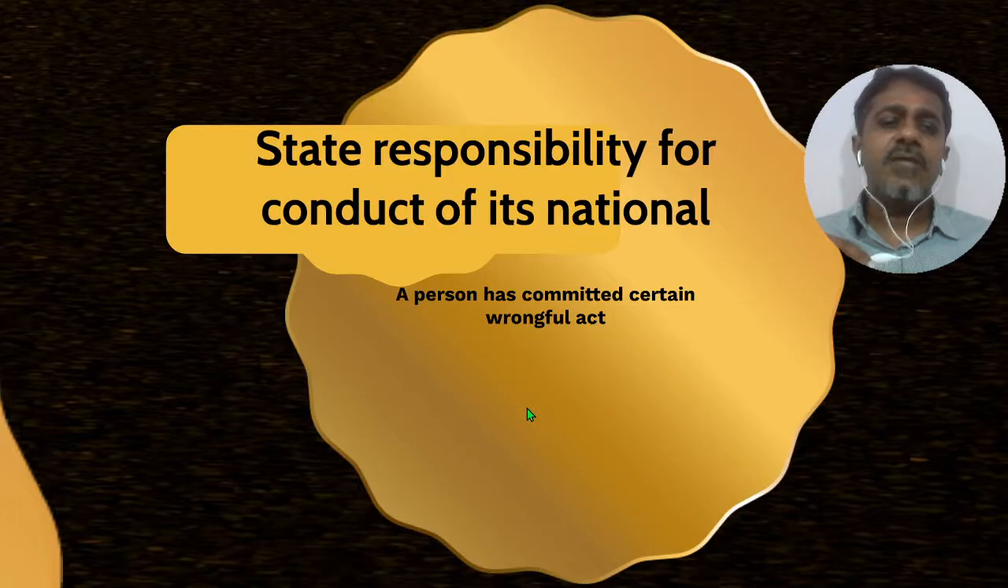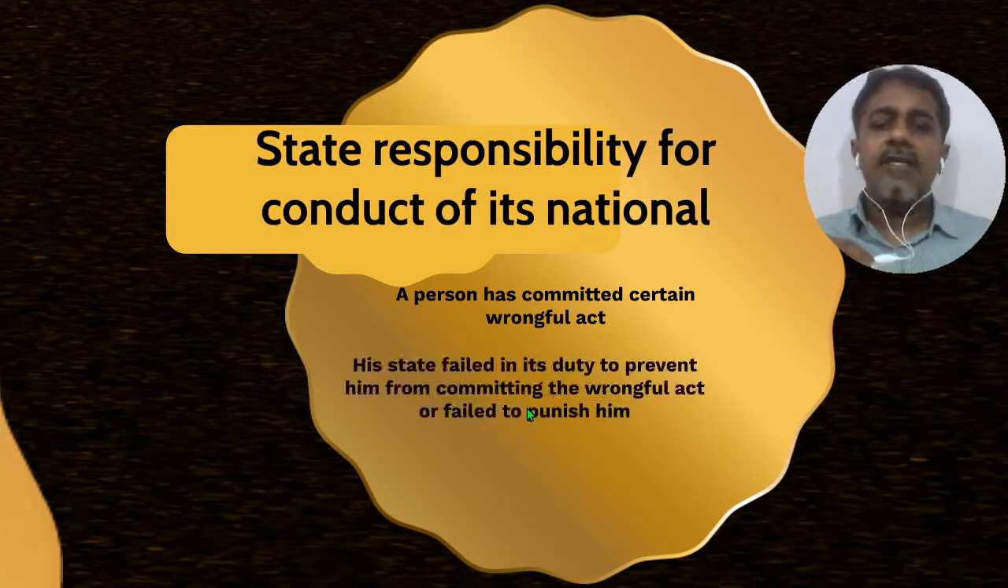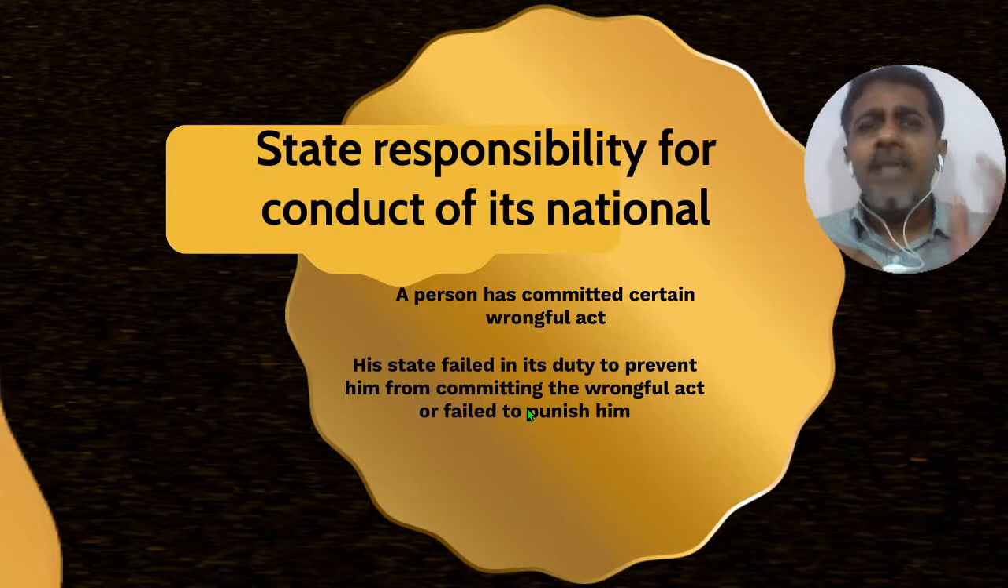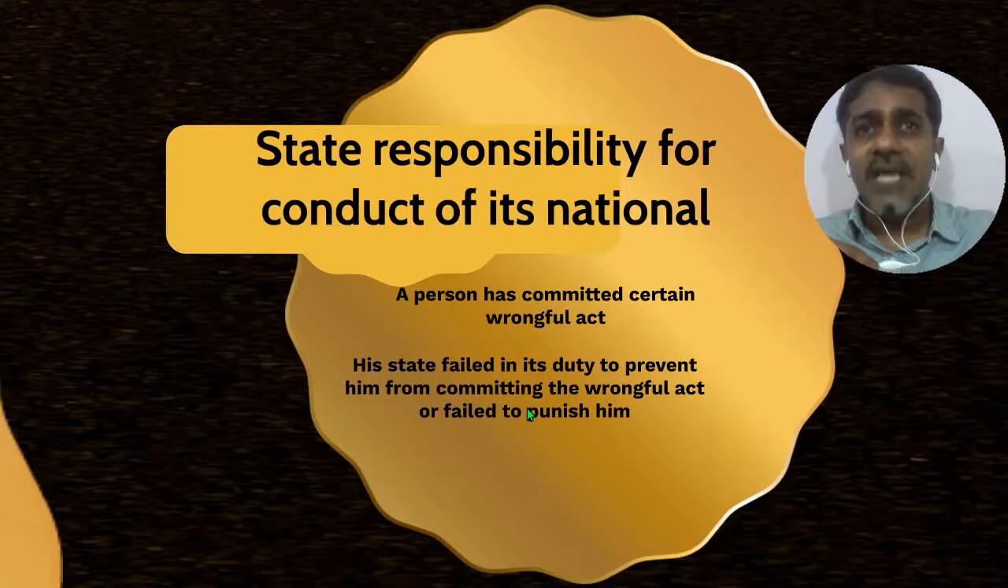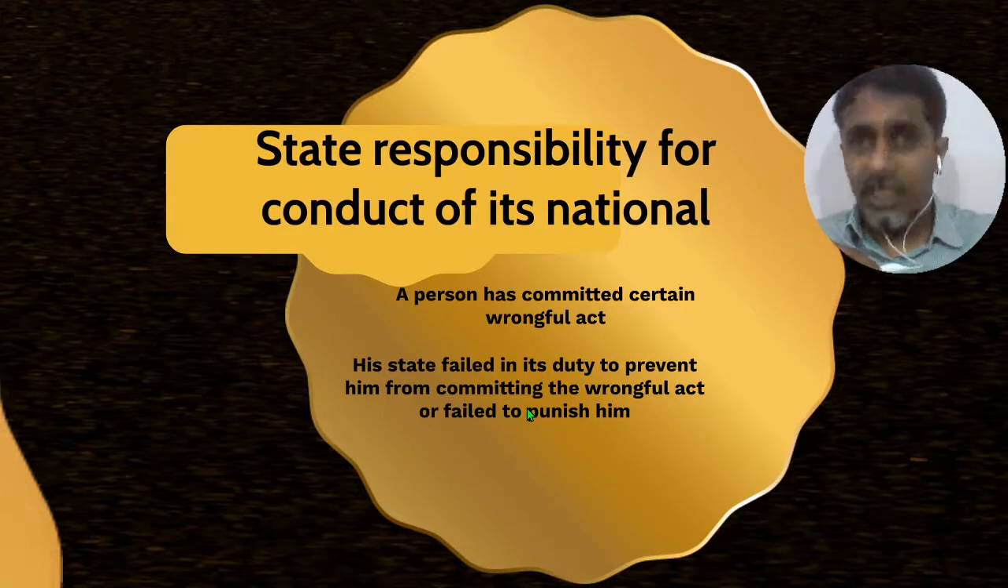A person has committed a certain wrongful act and his state failed in its duty to prevent that person from committing that wrongful act, or the state has failed to punish that person for the wrongful act. In both these instances, why is the state going to be responsible? Because the state has not taken sufficient measures to prevent one of its nationals from committing a wrongful act, which is a duty of that state under international law. Then the state is going to be responsible for the acts of its national.